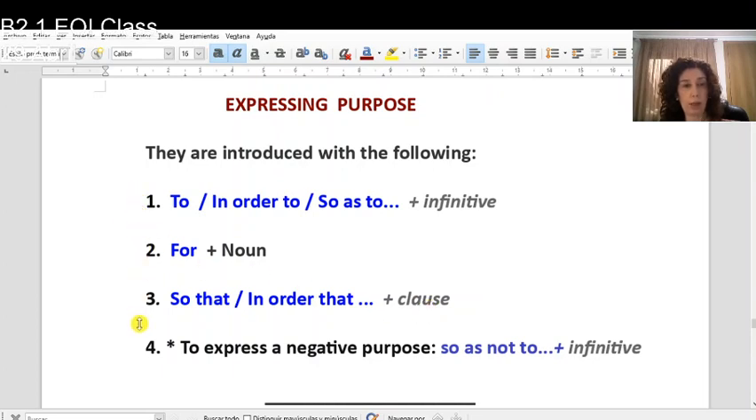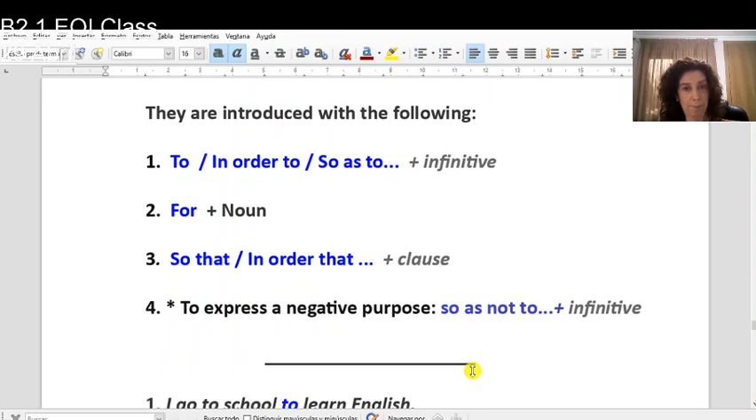Then, three different ways. What happens if the purpose is in negative? Si la finalidad es negativa. I was running, estaba corriendo, so as not to be late, para no llegar tarde al trabajo. To express a negative purpose, no podéis ser como Shakespeare, to be or not to be, ser o no ser, porque eso no es finalidad, eso es negar un infinitivo. Y si quiero negar una finalidad, la única manera sería so as not to plus infinitive.